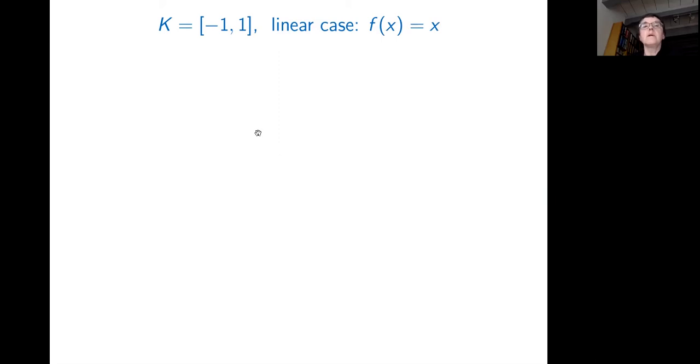So we are in the setting where K is the interval [-1, 1], and f is linear, f(x) = x. It is not such a very interesting case. You may wonder why we care to minimize x over the interval [-1, 1]. This is not a very fascinating optimization problem, of course. But the point is that this analysis will be used to derive more results for more complicated situations.